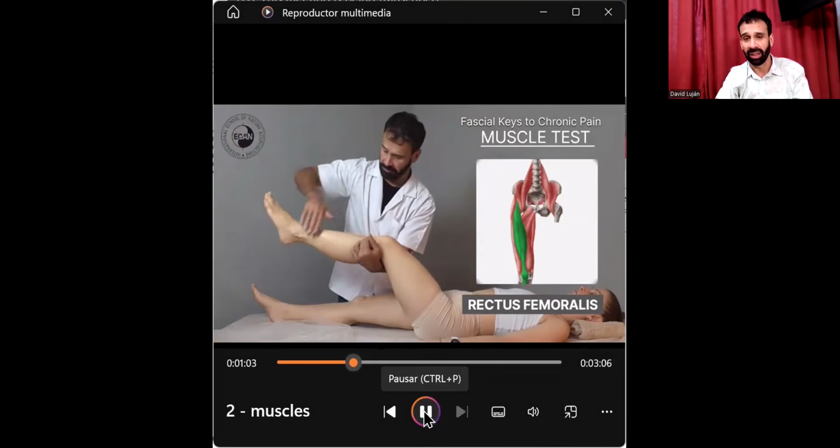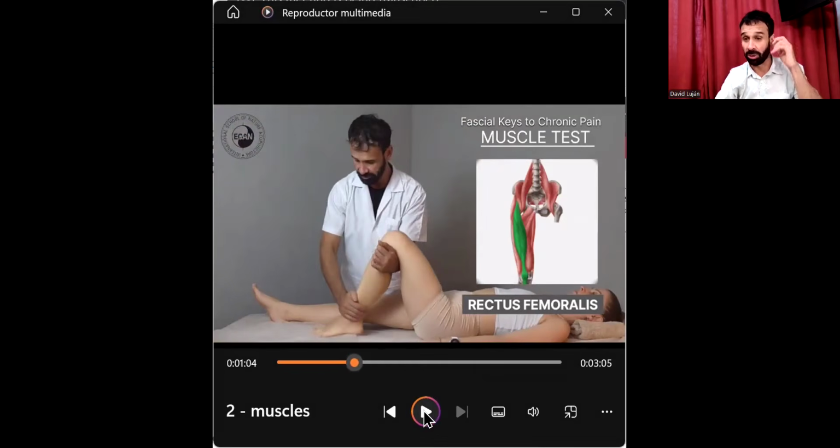Vastus group. All this area, I'm pointing with my hand. Vastus. We have three vastus: medialis, lateralis, intermedialis. Three vastus. All of them minimize all the muscles. They do kicking. So we put the leg like this to minimize all the forces.